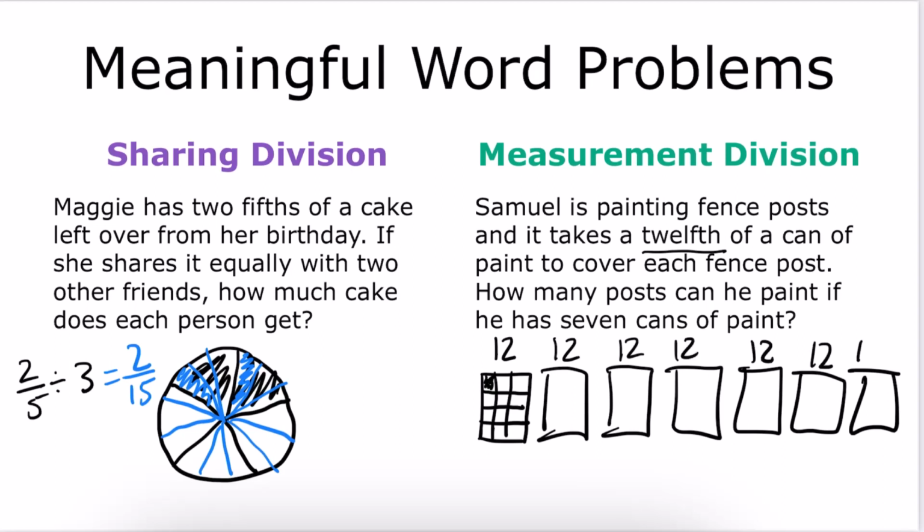And depending on how good your students are with their multiplication tables, they may think of this as 12 times 7, which would give them the answer of 84. And so basically, if we do 7 divided by 1/12, this equals 84. And this would be an example of a measurement division word problem. Once your students are understanding word problems like this, you can extend it to make it a little bit more challenging.